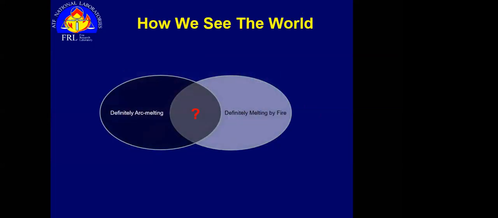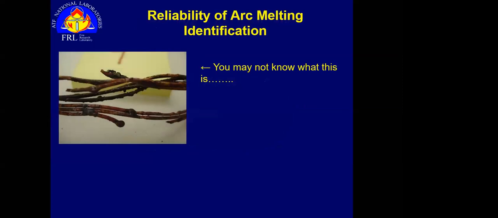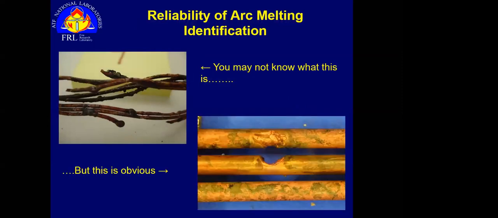But in the grand scheme of things, there's the stuff that's definitely arc melting. There's the stuff that's definitely melting by fire. And there's the gray area in the middle. Some pessimists might say that gray area is probably the largest space and the other two are really small. I disagree with that, but that's just my opinion. The big thing is you might not know what the top of that top picture is, but this bottom one should be pretty darn obvious. And that's okay. We're all able to work to our comfort level, and saying I don't know is a perfectly acceptable answer.